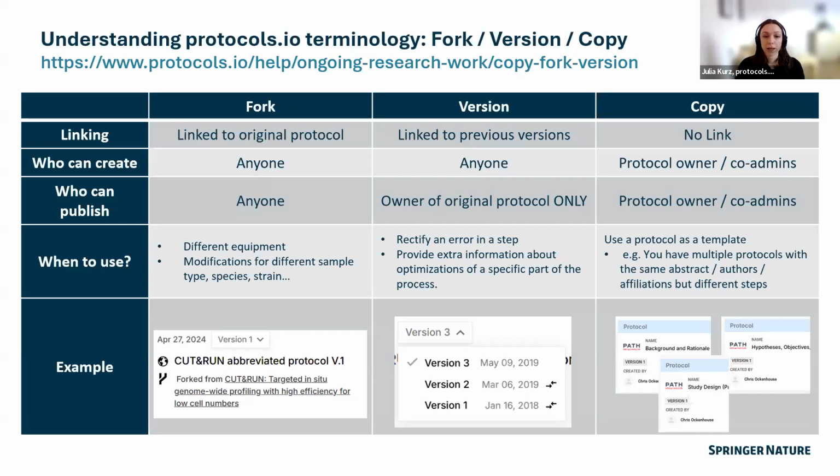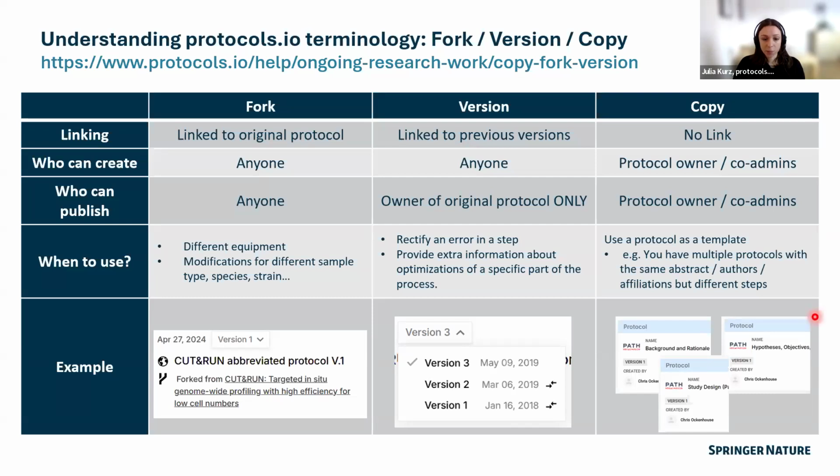It might be you're creating a collection of protocols and they have the same abstract, same authors, same affiliations. To save you from entering that information over and over again, you can create a copy with the same abstract, authors, and affiliations, and then change the steps in the protocol to be something completely different.